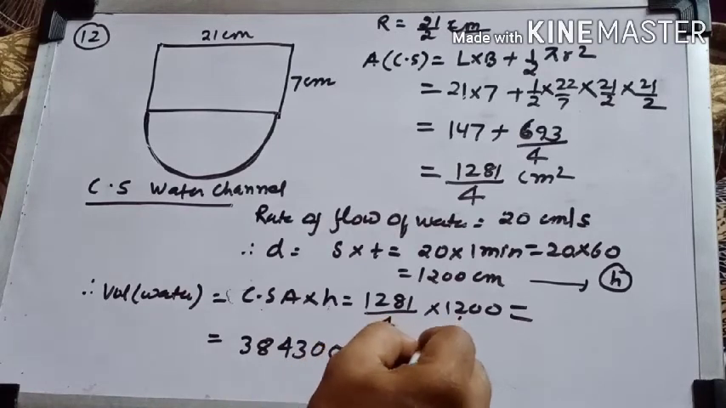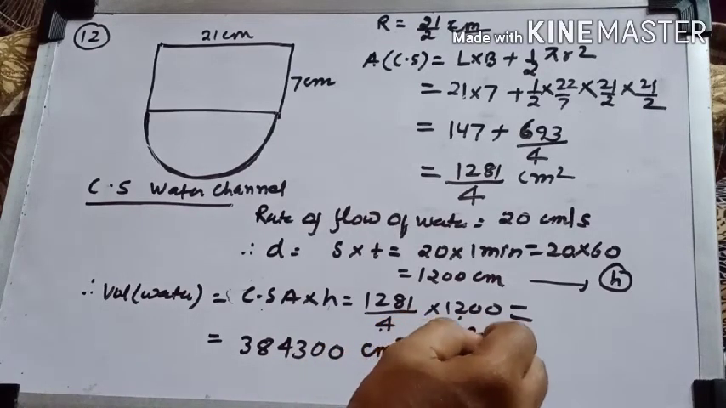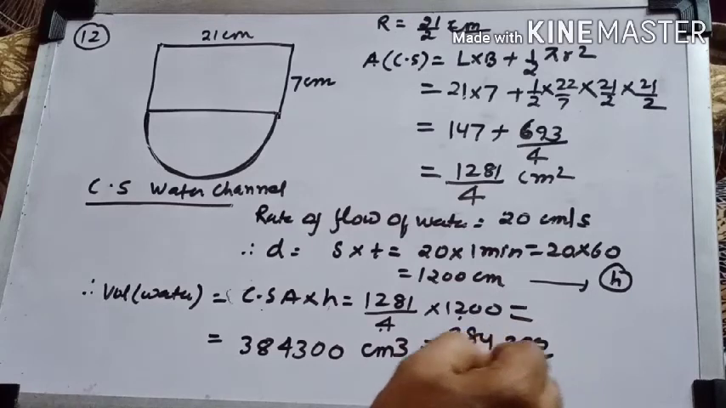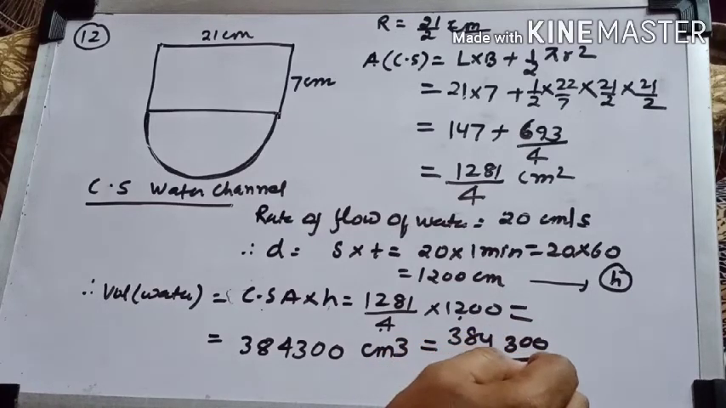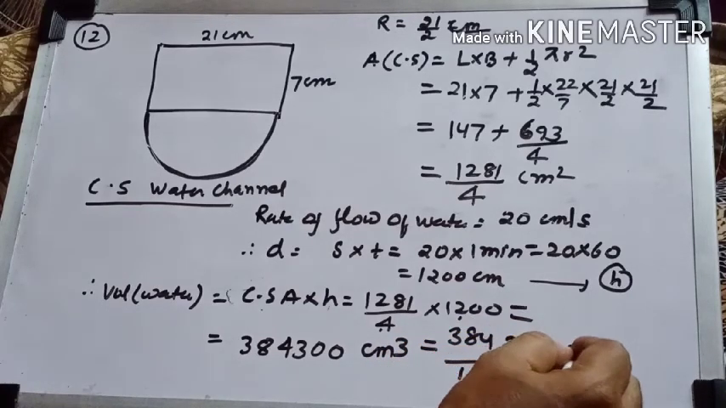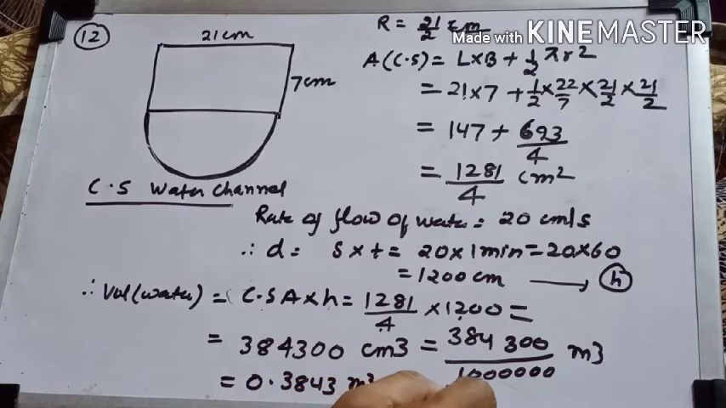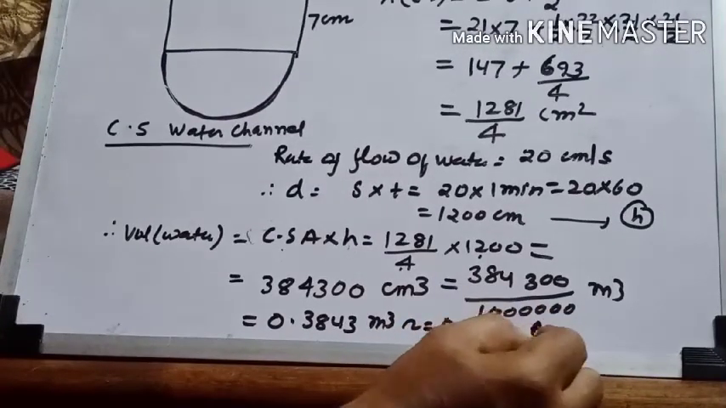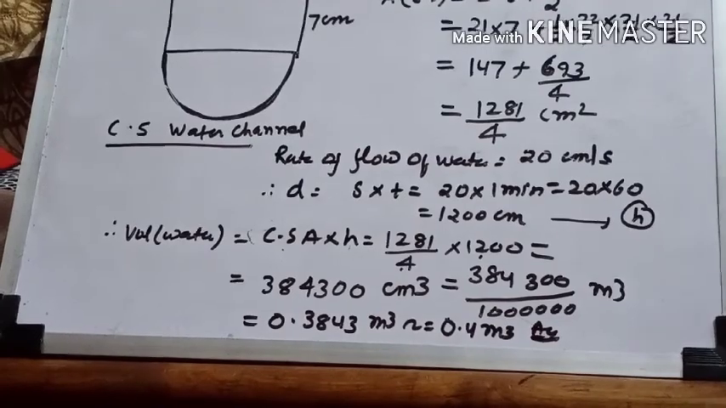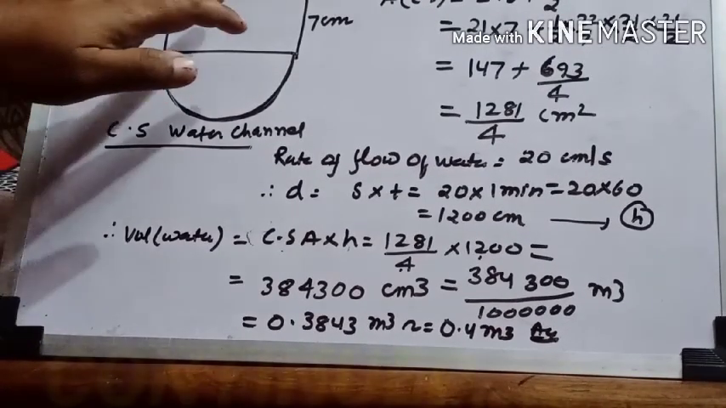384,300 centimeter cube. And we will try to convert it into meter cube. So it will be 384,300 divided by 1 with how many zeros? 6 zeros: 1, 2, 3, 4, 5, 6, so 10^6 meter cube. So it will come out as 0.3843 meter cube. In approximation, we'll write it as 0.4 meter cube. This is the amount of water which will flow through this channel in how much time? 1 minute.